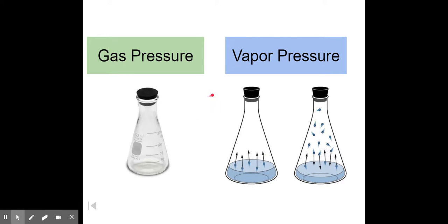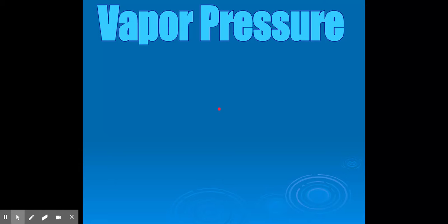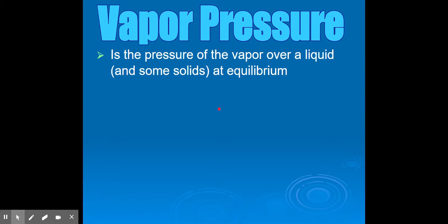So to have a vapor pressure, it has to be in contact with a liquid or in some cases a solid. There are some solids that at normal standard temperature and pressure will turn into a gas, or sublime. So vapor pressure. The definition is always the hardest thing here: it is the pressure of a vapor over a liquid and some solids at equilibrium.